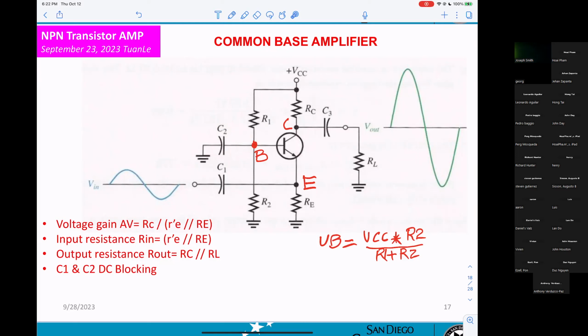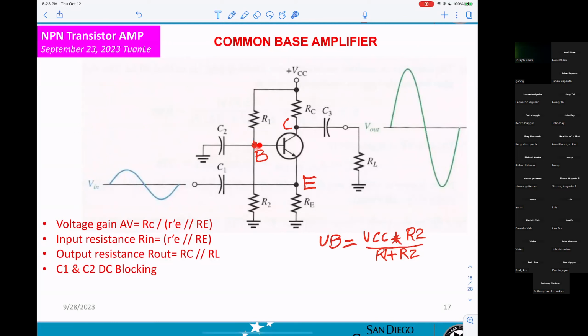Yep. But I want to know, if you don't have a C2 here, what happens? The signal that comes in goes to ground. It doesn't go all the way through to where the output would be. That's not quite right. I'm asking, if I don't have a C2 here, what happens? The base will go to ground. Correct? Yep. That means the transistor cannot work.